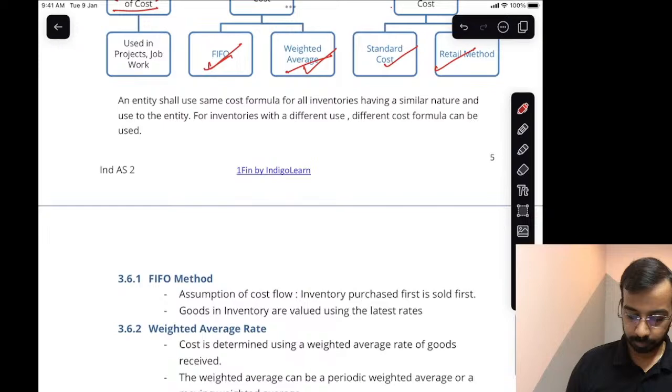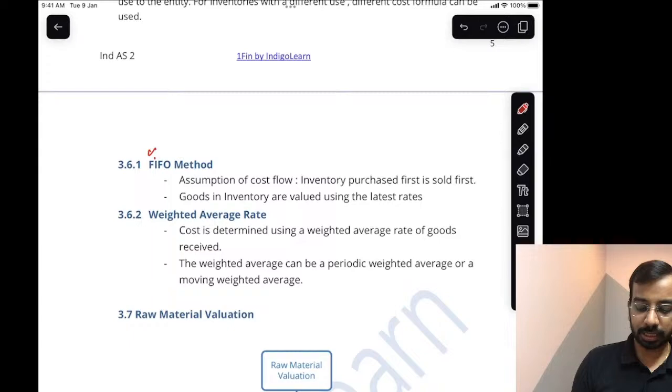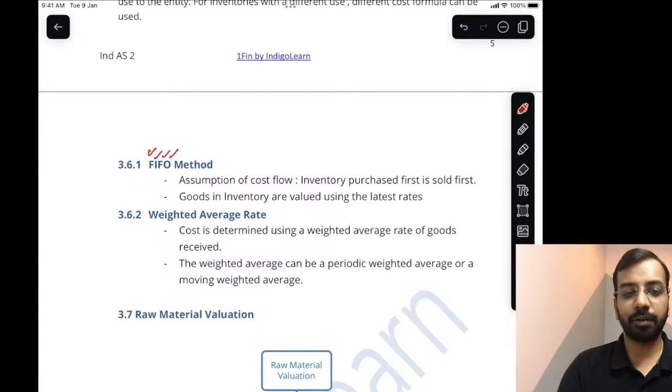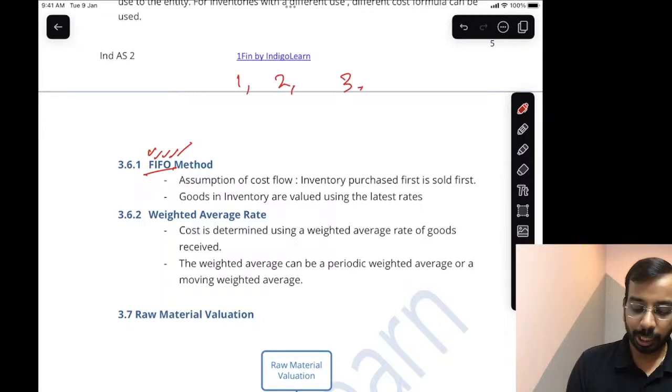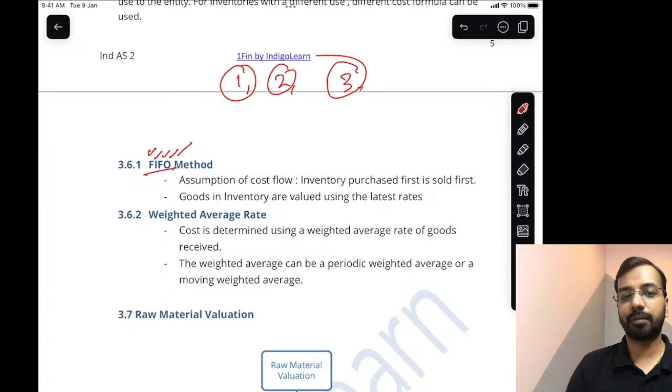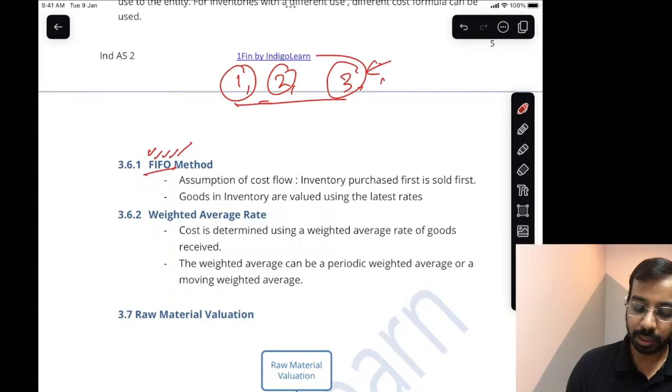Where we'll understand FIFO and weighted average. Now, FIFO method, please understand, the assumption is first in, first out. Means we are assuming whichever material comes first, that will be sold out first. So, if you have, let us say, first batch, second batch, third batch, like this, you will assume that first you will sell from the first two batches, then if anything is required, you will sell from the third batch. Now, the closing inventory will be from the recent batches.